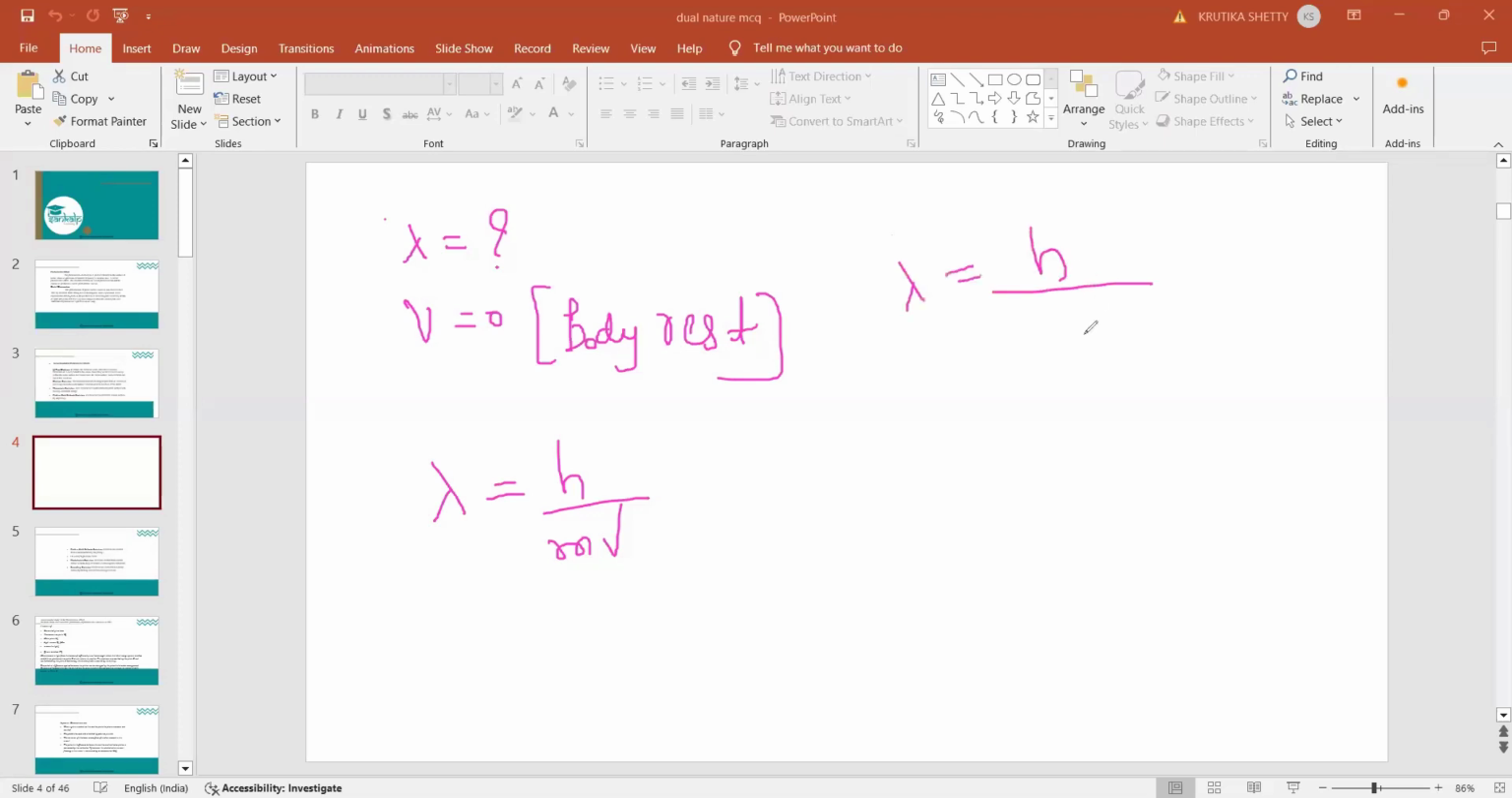See what it is, h divided by m into 0. M into 0 is nothing but 0. So any value divided by 0 is what? Any value divided by 0 is nothing but what? It is infinity. So when the velocity is becoming 0, the wavelength value is becoming infinity.